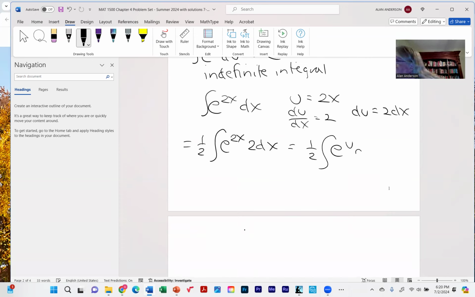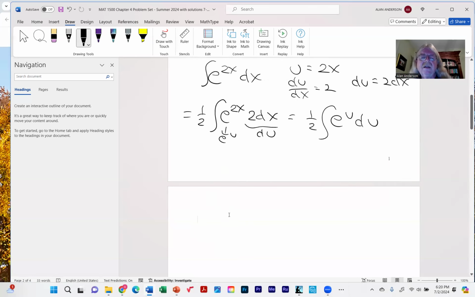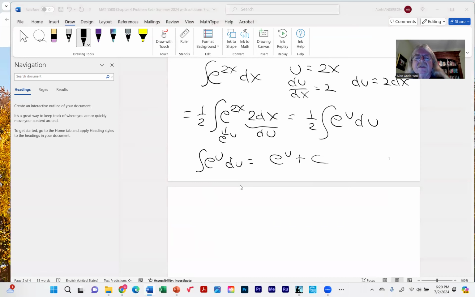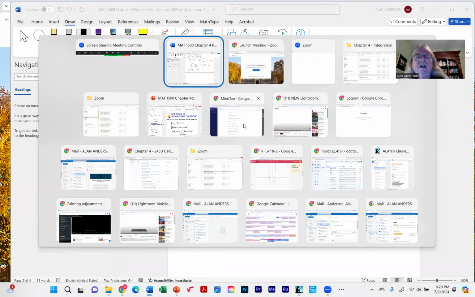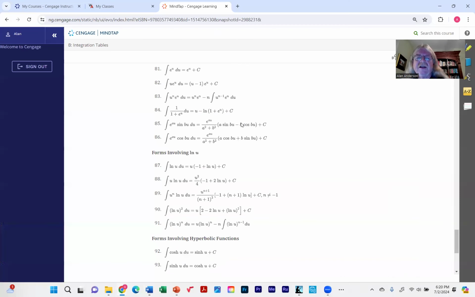All of a sudden, I've got what I'm looking for, e to the u du. This is my du. This is e to the u. Now, of course, you'll recall from the slides that the integral of e to the u is very simply e to the u plus c. And by the way, there is a table in the back of the book, so let me show you real fast where all of these functions are found.